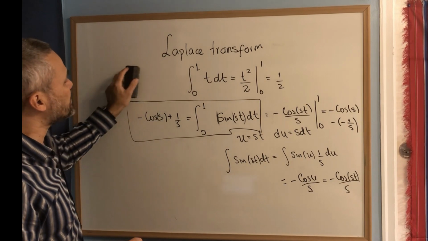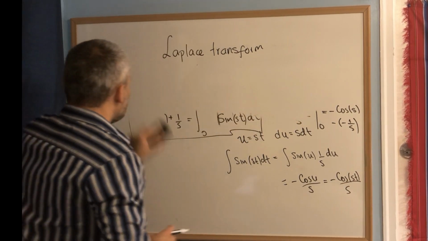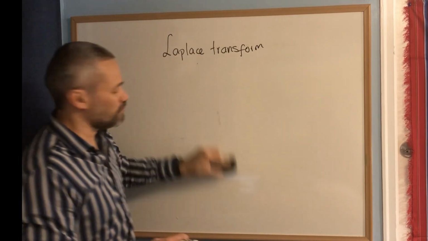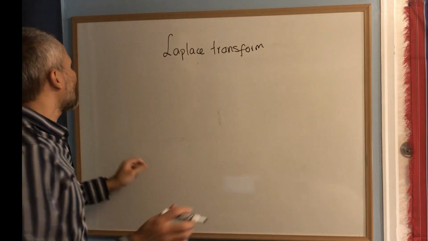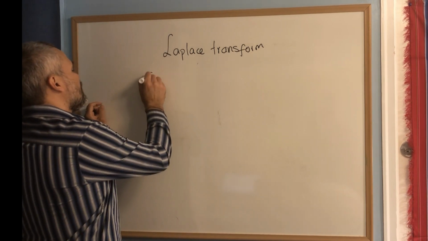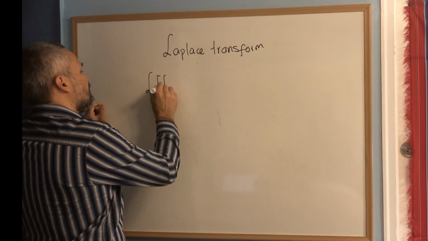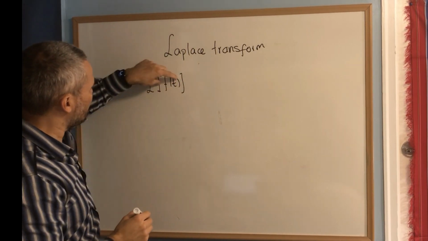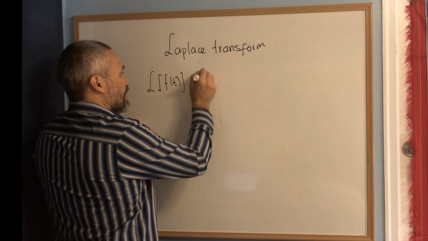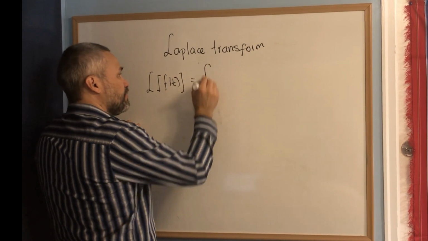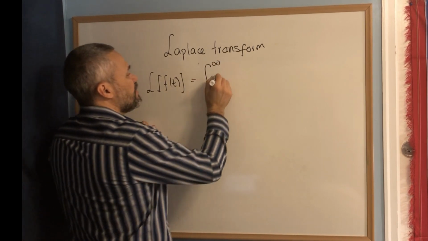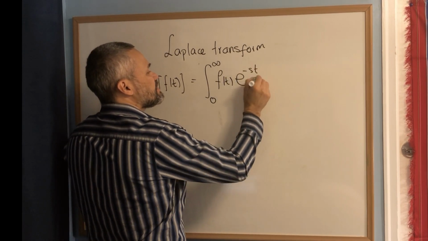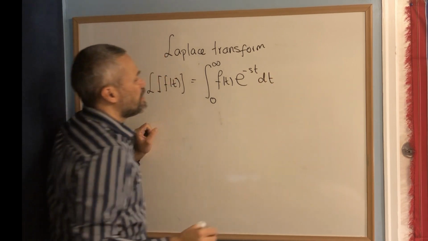Okay, after doing this example, let's try to see the definition of Laplace transform. For the Laplace transform of a function, f of t, the input is the function f of t, and we get is equal to this, the integral from 0 to infinity of f of t times e to the negative st dt.